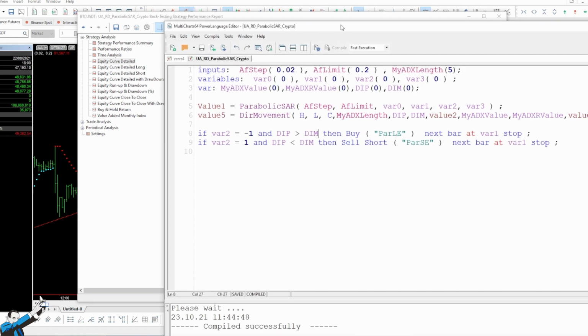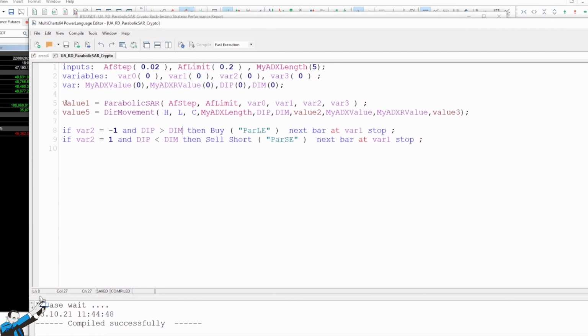Just for the sake of completeness, let me show you the code that we're using. In this line, we calculate the parabolic SARs used for the long and short entries. In line 6, we calculate the directional movement to identify the filter based on the plus directional index and minus directional index for the long and short direction respectively.